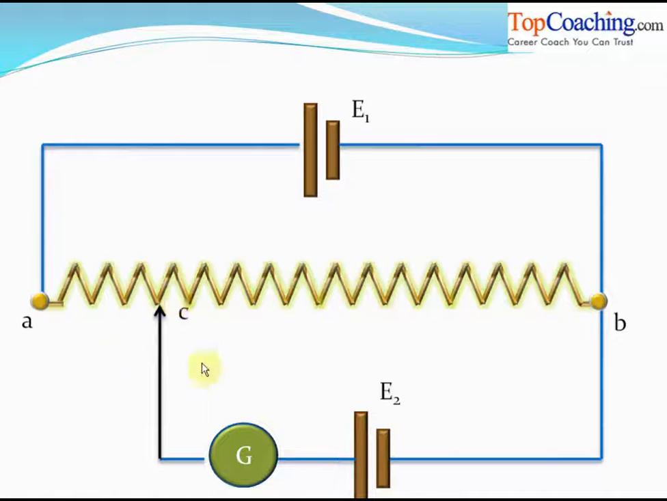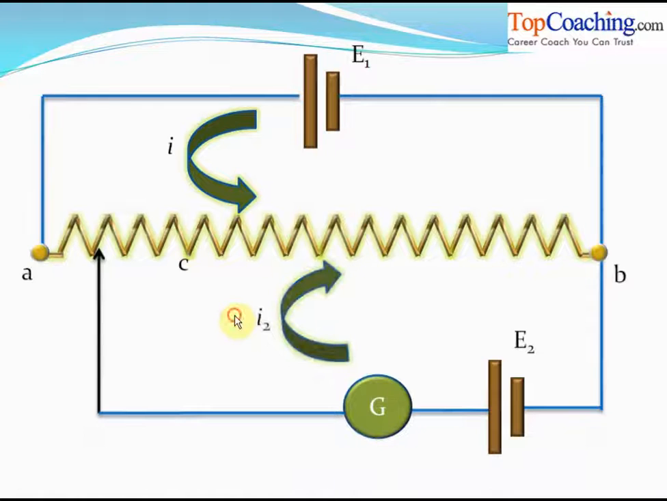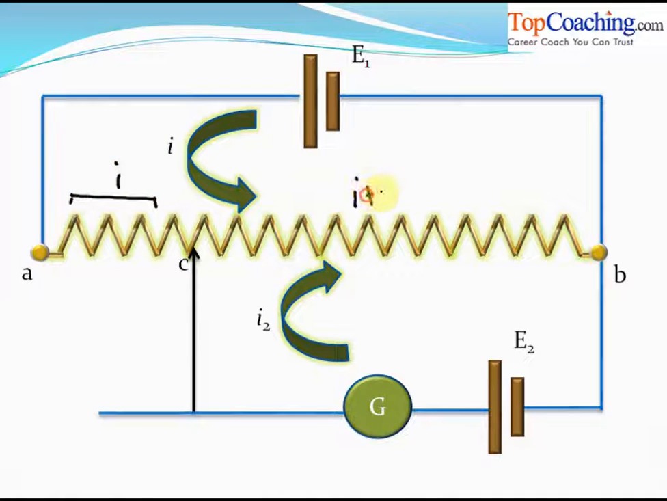We keep moving this jockey C. You see, this point C is called the jockey. So we keep moving it from left to right and right to left. We keep moving it until the galvanometer shows zero deflection. The point at which the galvanometer shows zero deflection represents the point at which I2 is zero. I2 is the current flowing because of the battery E2 through the resistance AB. I is the current flowing because of the battery E1 through the resistance AB. So basically you can say that the current here is I. The current here is I1 plus I2.